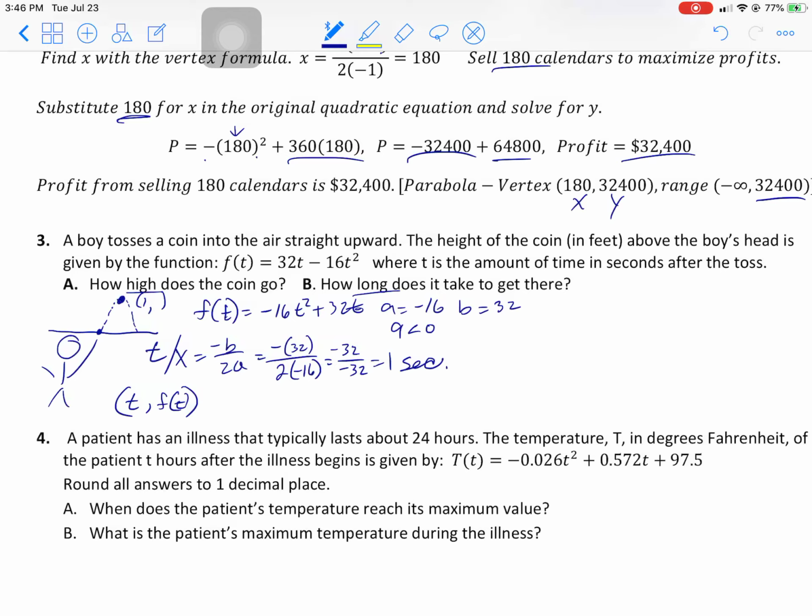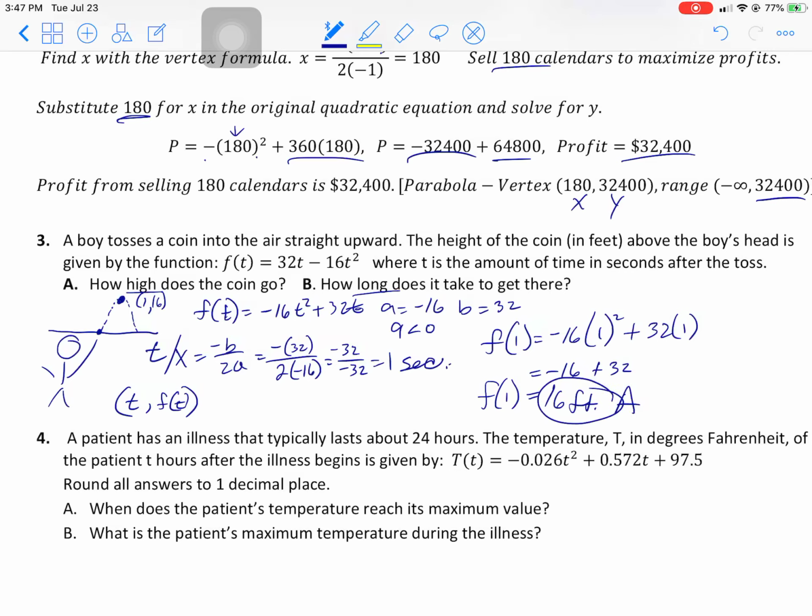So to find out how high it goes, I need to use that 1. I need to find f of 1 in the formula. So I need to substitute that 1 in the formula. So 1 squared is 1 times that is negative 16 plus 32. So f of 1 equals 16 feet. All right, so in max height, this boy is going to toss the coin. When he lets it go above his head, it's going to go up 16 feet in a second and then come back down. So the vertex is (1, 16). So how high does it go? 16 feet.